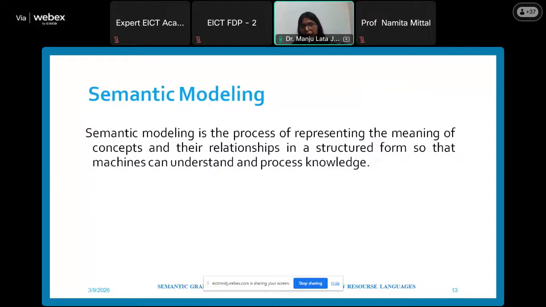Now, semantic models. There are basically two related terms: semantic modeling and semantic graphs. So we can visualize this thing. Semantic modeling is a kind of blueprint for any semantic graph. Means if you need to create a graph, firstly you have to create a semantic model. That is the difference between a semantic model and a semantic graph.